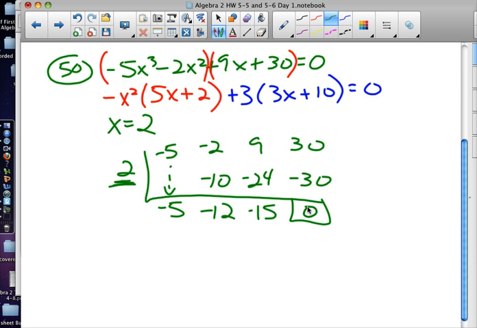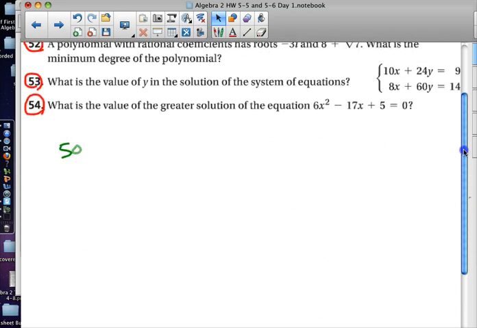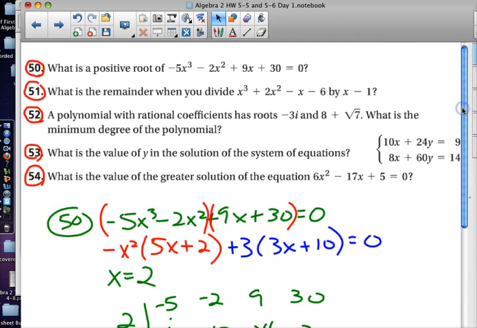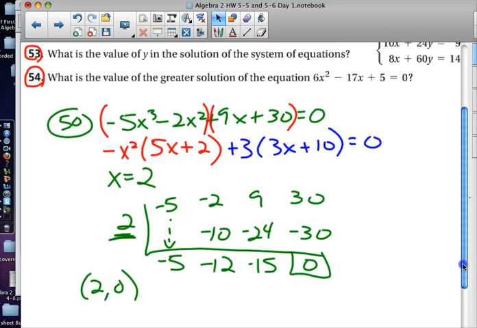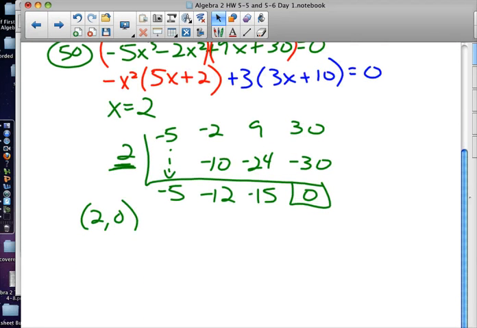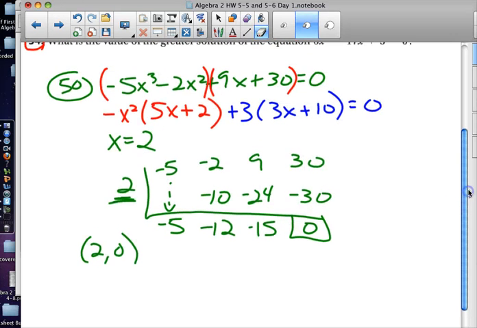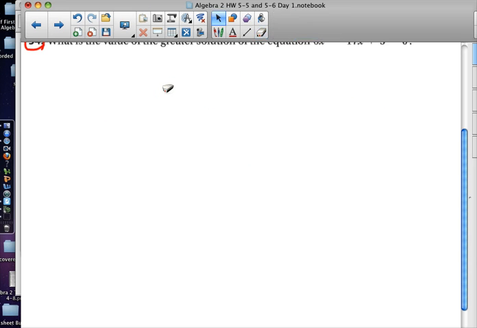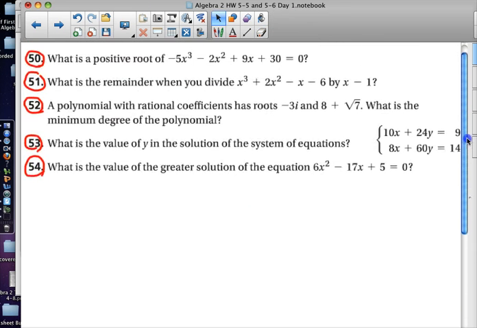And there's the good news right there. The 2 does work. We get a remainder of 0. So 2, 0 is our rational zero. Now the other 2 could not be seen in the window that we had. Number 50 just says, what is a positive root of that? The other 2 are quite possibly imaginary, so we did find the root that they wanted. And you do have to verify that synthetically. Remember, we might have punched something into the calculator wrong, so we have to make sure that our answer is actually working.